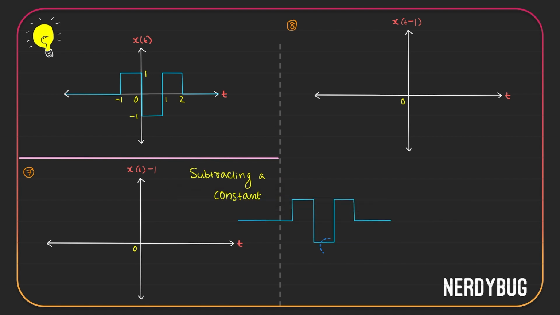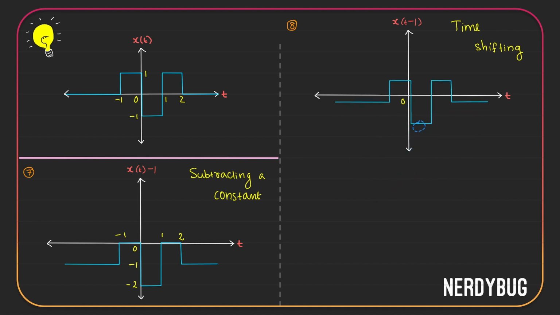So 1 will be subtracted everywhere. We take the same signal, place it here, 1 has to be subtracted. So keep it 1 unit here. This will be 1, 2, minus 1. Magnitudes, here we have minus 1, here we have minus 2. Now we have to find out what is x of t minus 1. X of t minus 1 is again time shifting. What happens if the constant is negative in time shifting? The signal will be shifted 1 unit towards the right.